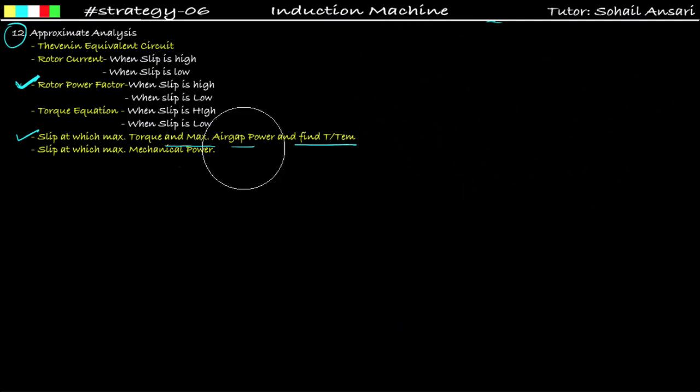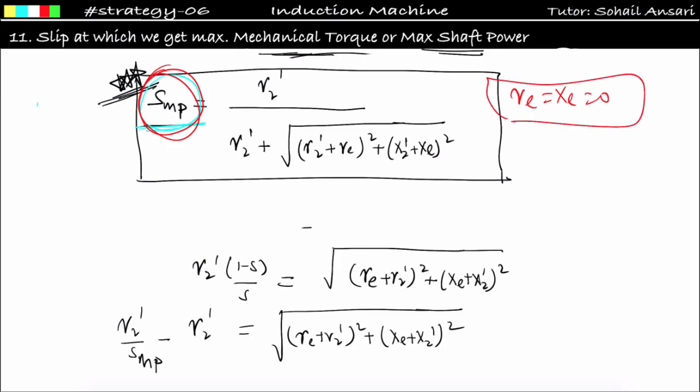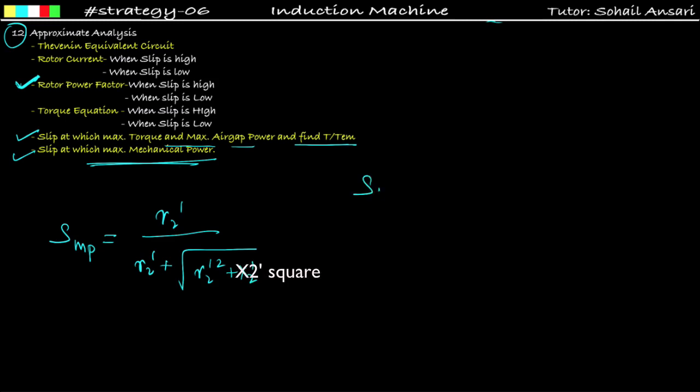Now the last point is you have to find the slip at which we are getting maximum mechanical power. We have already found this is the slip at which we are getting maximum mechanical power. So what you have to do, you have to put only Re equal to Xe equal to 0 in this equation to get the Smp, slip at which we are getting the maximum mechanical power. So finally what is the value of Smp? The value of Smp will be equal to R2 dash upon R2 dash plus under root R2 dash square plus X2 dash square.